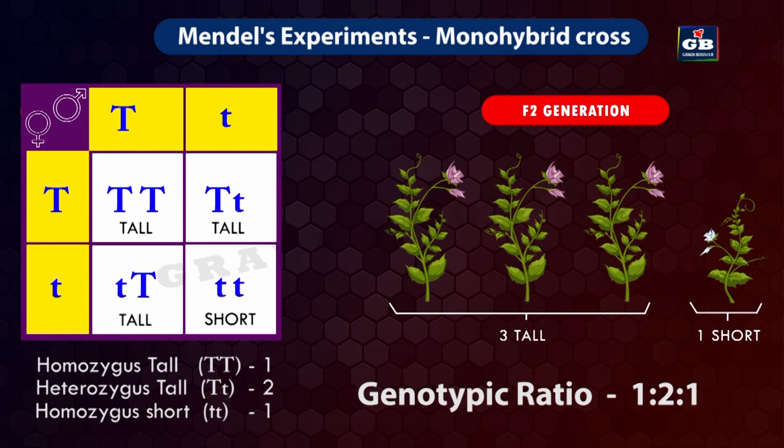Next we got 2 capital T and small t's. These are heterozygous tall, meaning they have one dominant and one recessive allele, one capital T, one small t. Next we have 1 small t, small t. This is homozygous short. Here both the alleles are short. So this is a pure breed of short pea plant. So the genotypic ratio of the F2 generation is 1:2:1.